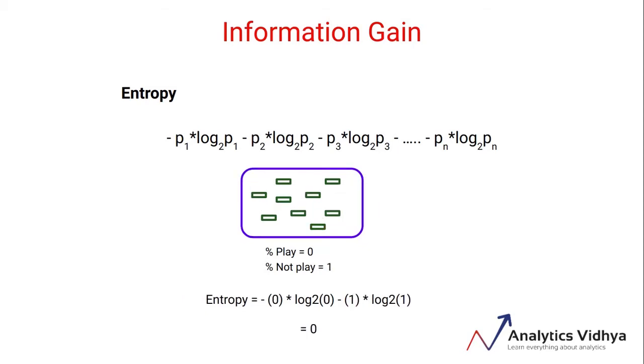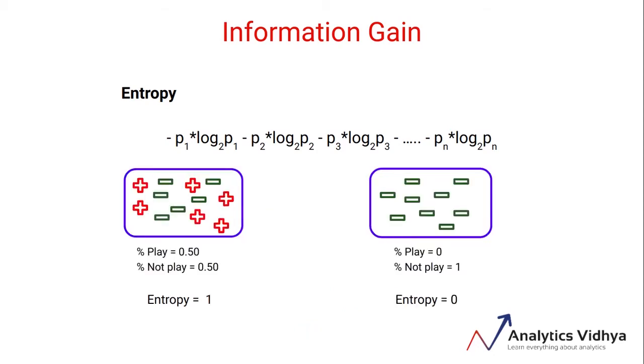Let's consider one more node. You can see it's a pure node as it only contains a single class. The percentage of students who play cricket in this case is 0 and who do not play is 1. So after applying the formula on these numbers, you can imagine that the entropy will come out to be 0. When we compare the entropy values here, we can say that lower entropy means more pure nodes and higher entropy means, well, less pure nodes.